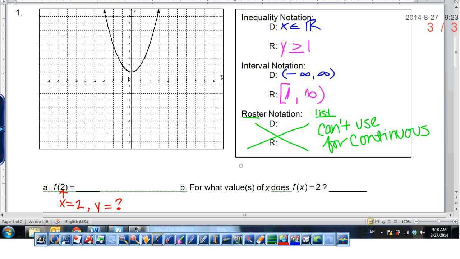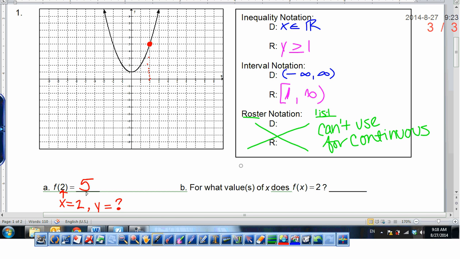So on my graph, I find 2 on my x-axis. And what's my y value when x is 2? 5. So f of 2 is equal to 5. That means if I were to plug 2 into that equation, I would get 5 out.